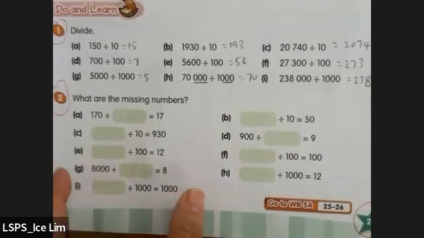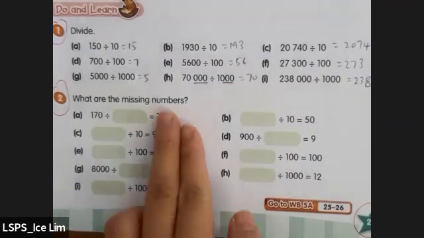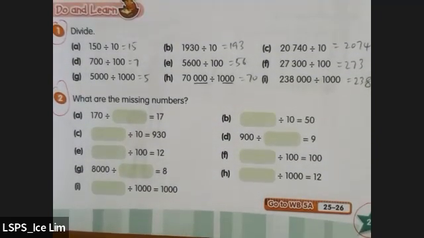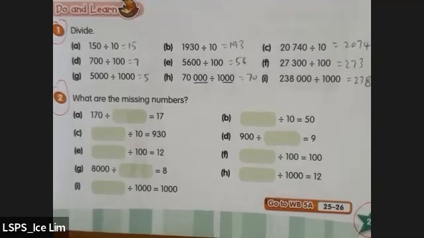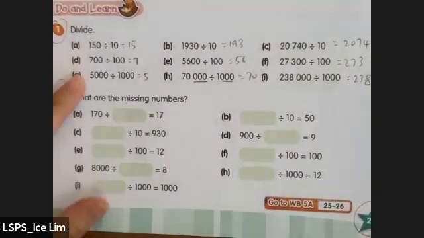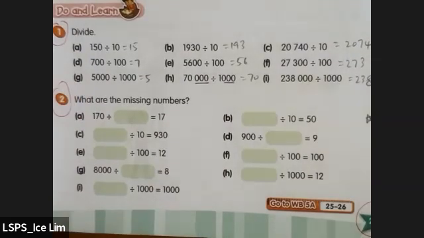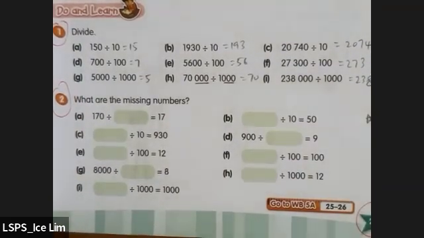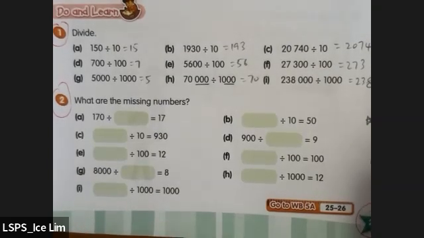Now, there are some blanks in the front here. What do you think I need to do when the answer is not after the equal sign? Work backwards, very good. But how do I work backwards? Use times instead. Very good. We need to learn how to work backwards.